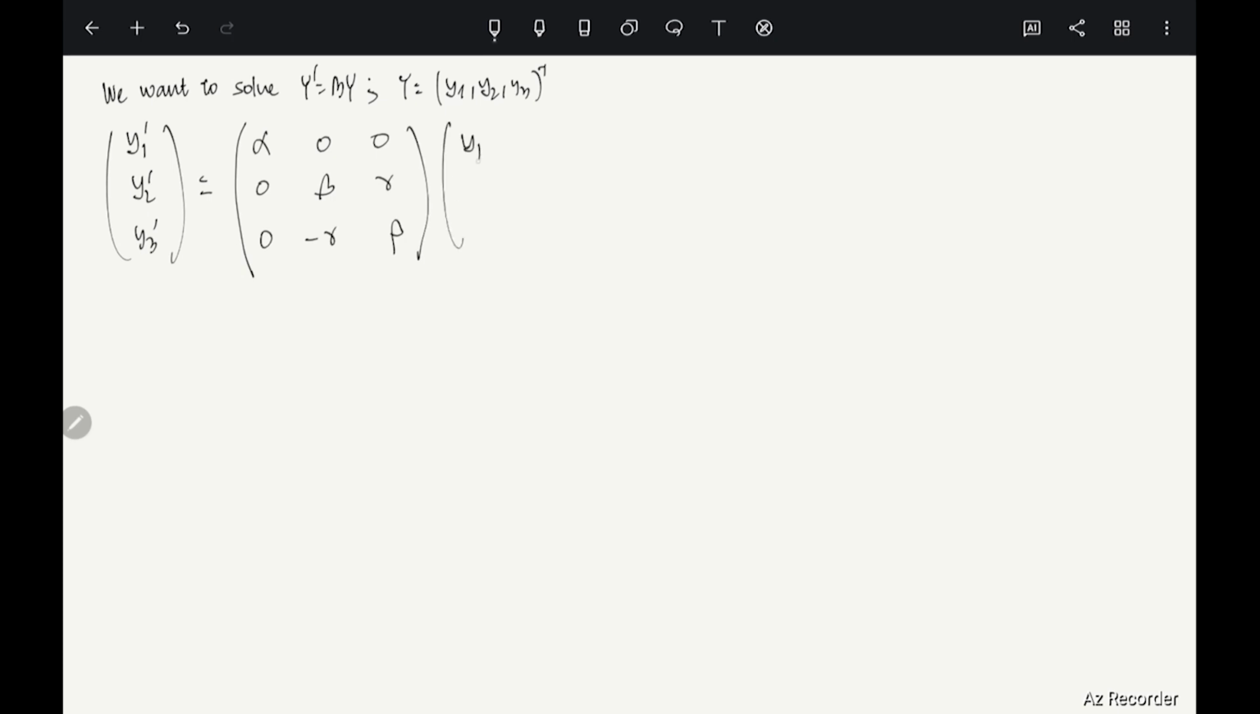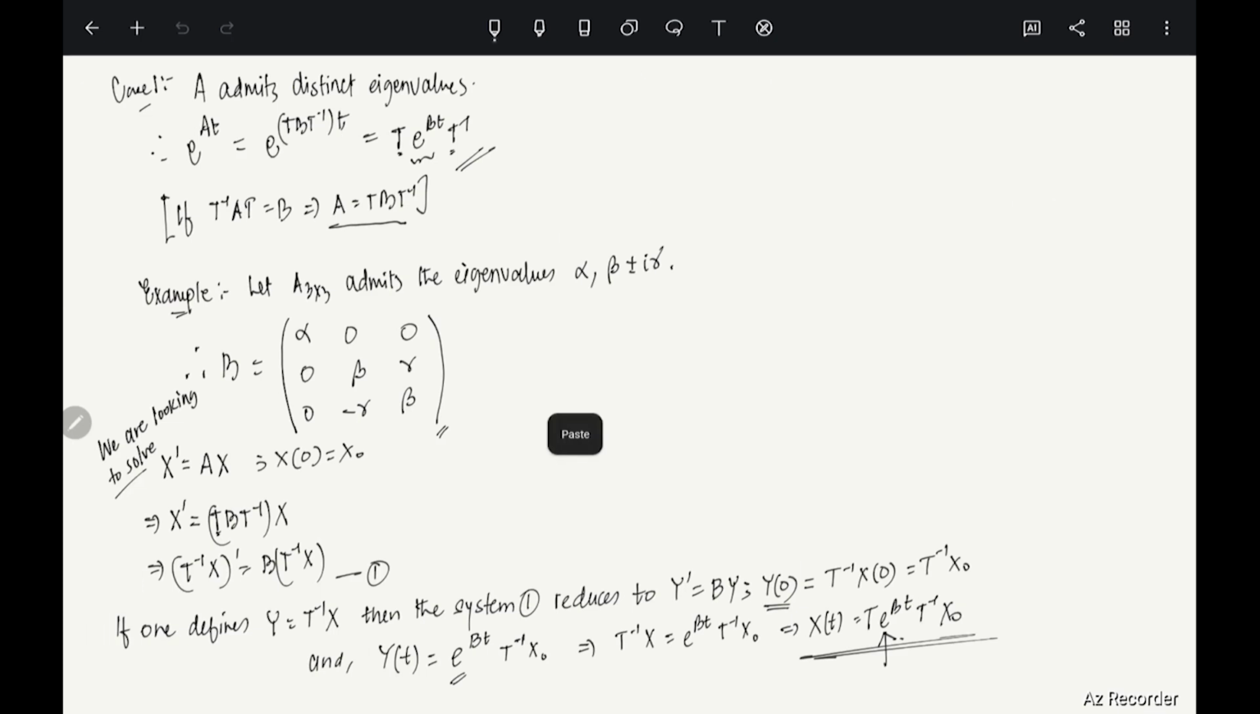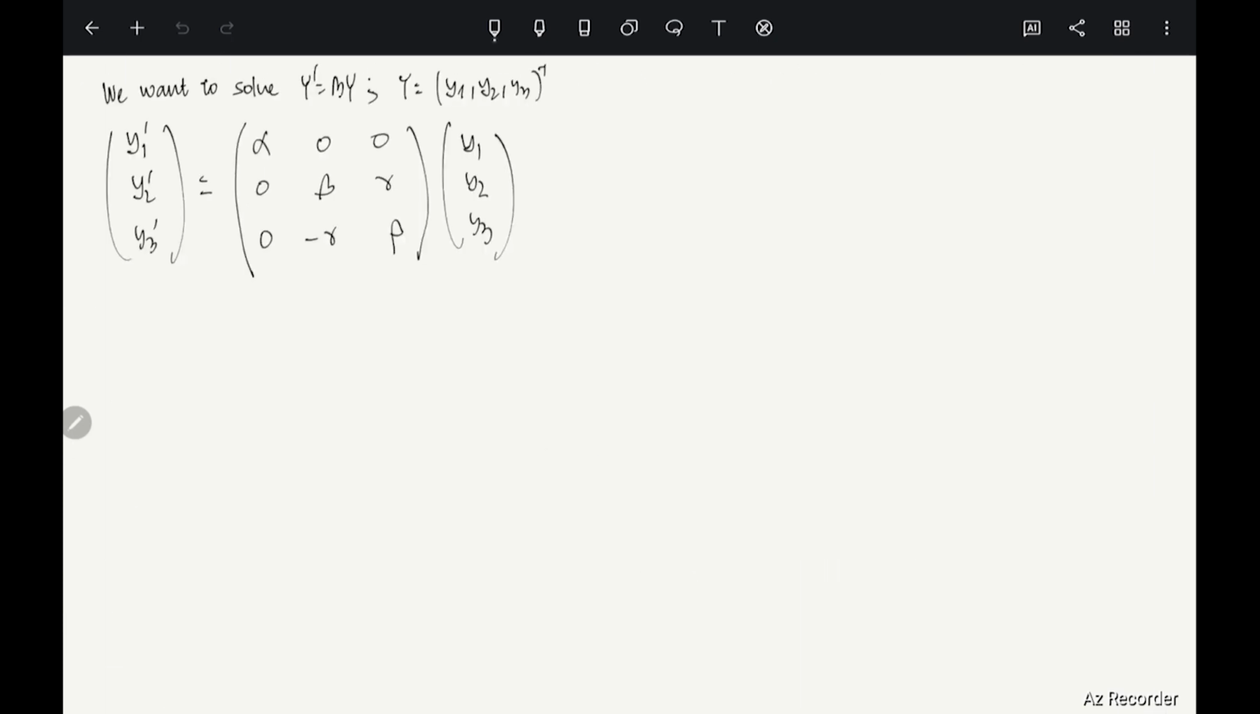And then y1, y2, y3. See, this is what we are going to get. Now, if you write it down properly, these are the three equations which you are going to get. y1 prime equals alpha times y1. y2 prime is beta times y2 plus gamma times y3. And y3 prime is minus gamma times y2 plus beta times y3.